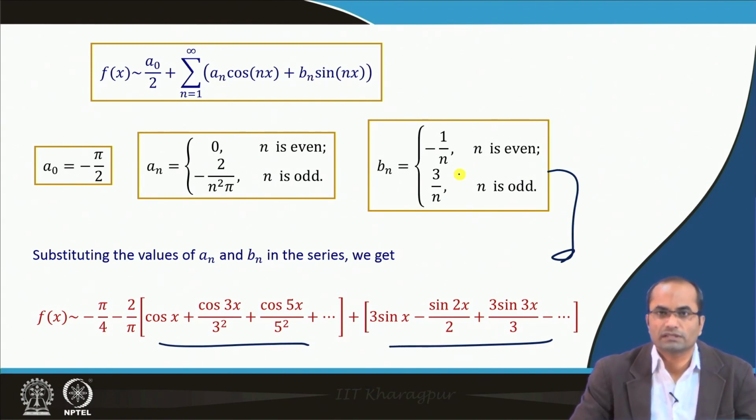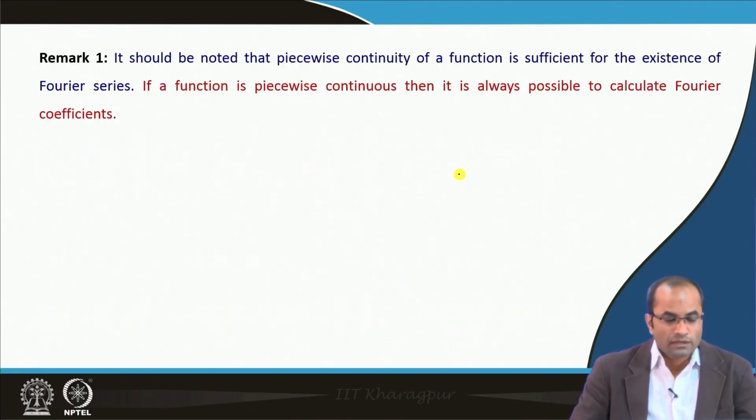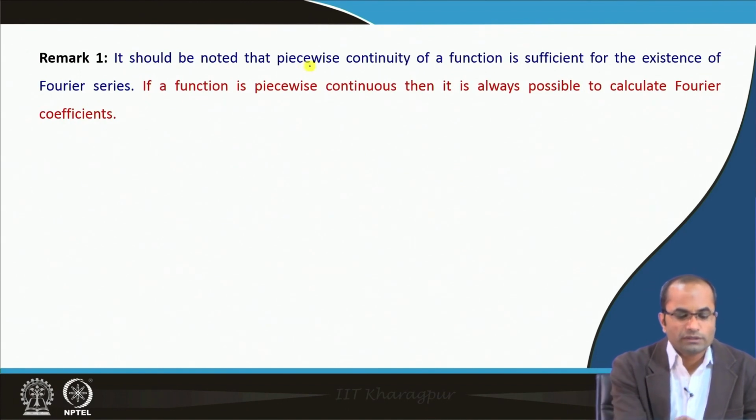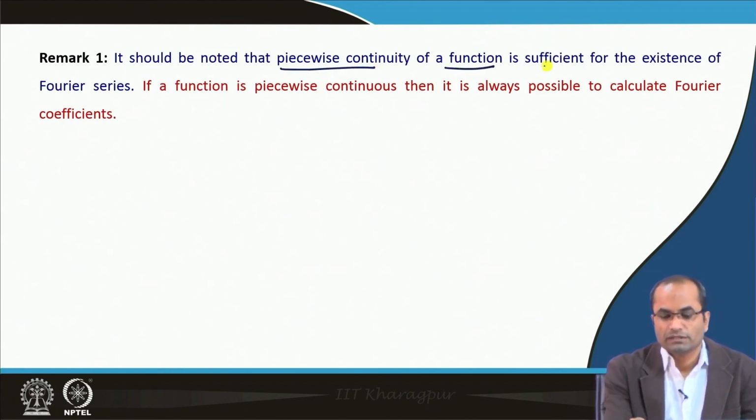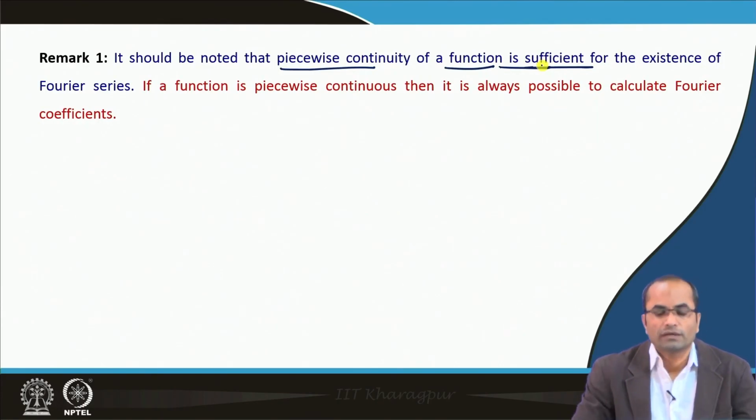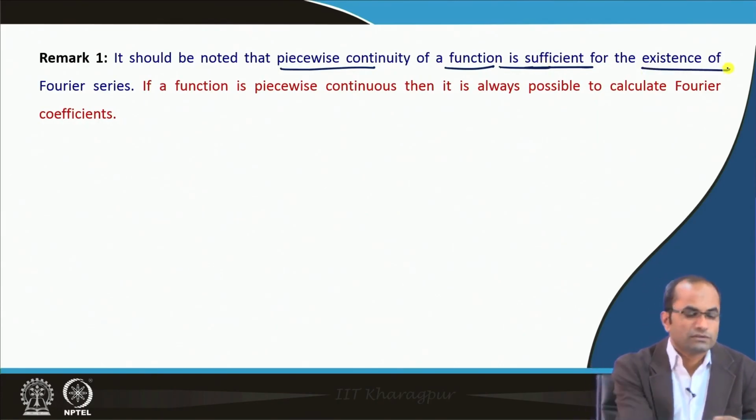The function was piecewise continuous. The piecewise continuity, which in the last lecture we have already discussed, ensures the integrability of the function in this range where we are integrating for the period. So, a n and b n can definitely be computed if the given function is piecewise continuous. So, just a remark: it should be noted that the piecewise continuity of a function is sufficient for the existence of the Fourier series.